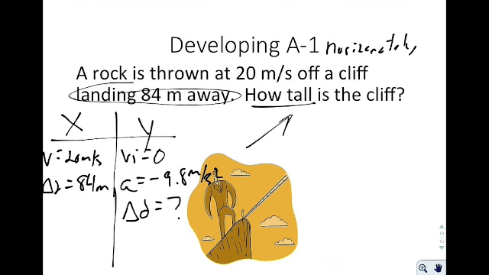Now I know a lot of people when they first start these will say, well, it landed 84 meters away, that means the cliff must be 84 meters tall. Sometimes it helps to draw a picture.